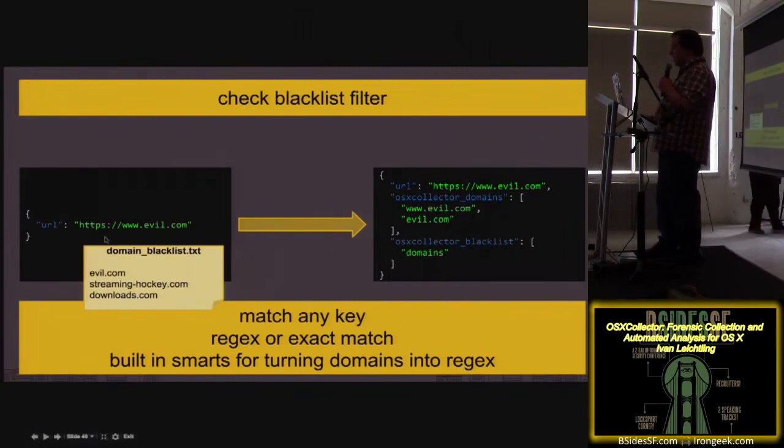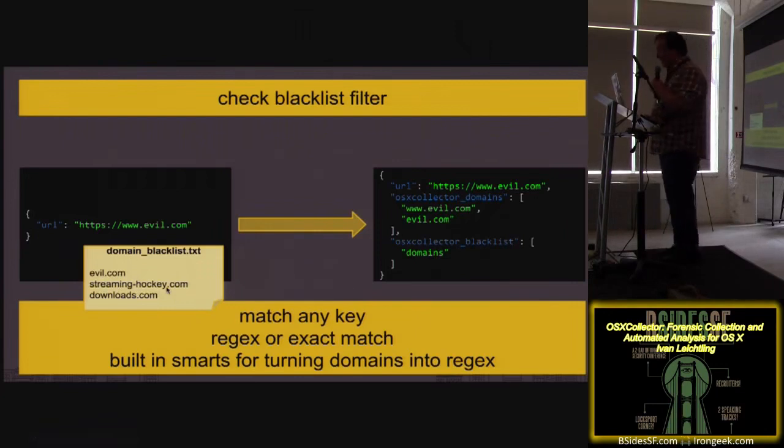So this simple example: evil.com is here. We ask what domains are there. It says evil.com. Then we pass that on to the blacklist filter, and it says, oh, evil.com is in our domain blacklist. Evil.com. I wish I owned that. That would be a fun domain.